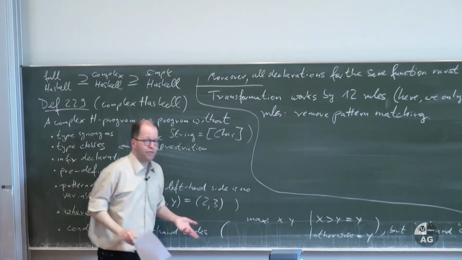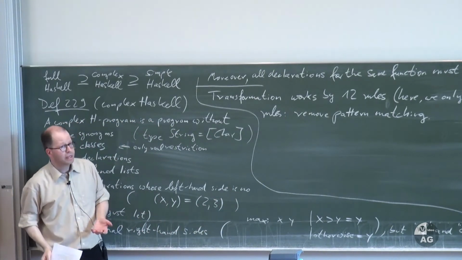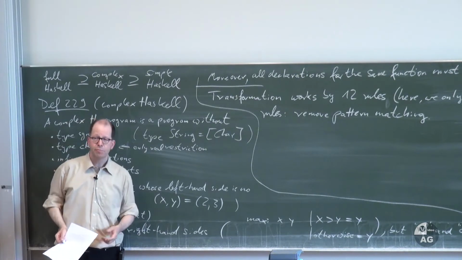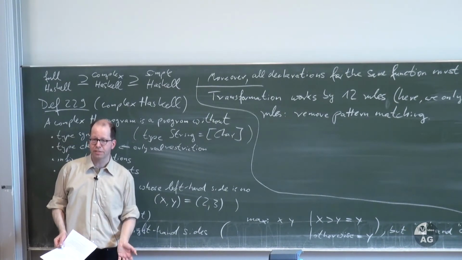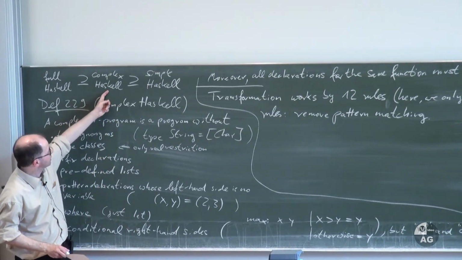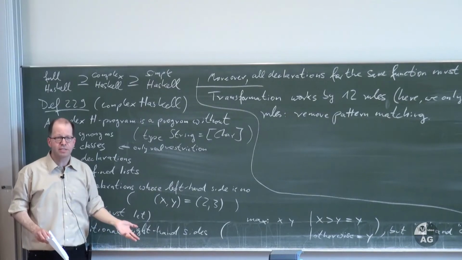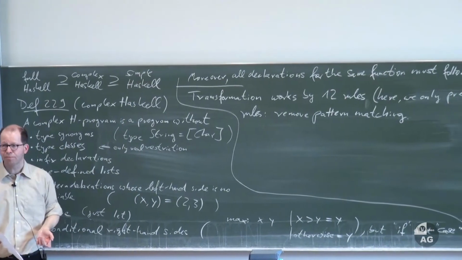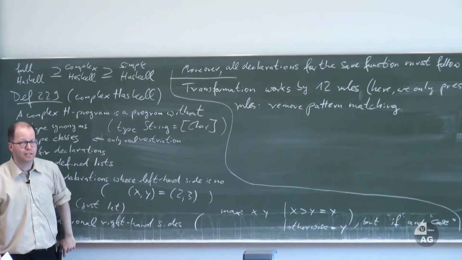And the nice thing of this transformation is that it works automatically, so you can implement this transformation. And for that reason, we will use it not only to define the semantics, but we will also use it for implementing Haskell and for type checking Haskell. So whenever you have a Haskell program, you can first transform it automatically into an equivalent simple Haskell program, and then implement this simple Haskell program or type check the simple Haskell program. And in this way, we have also implemented the complex Haskell program. So that's the idea.